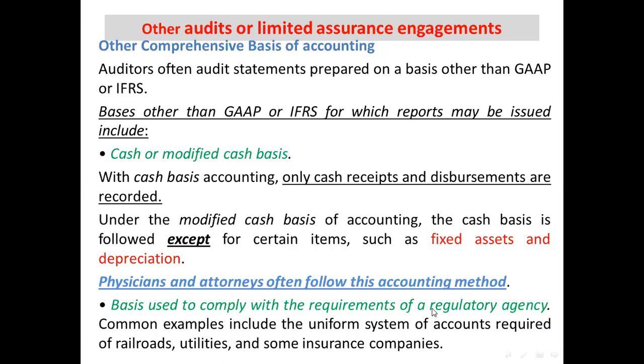a basis used to comply with the requirements of regulatory agencies. For example, we have certain requirements by regulatory agencies, for example railroads, utilities, or insurance companies. Railroad companies or utilities companies should follow certain requirements already issued by the related regulatory agency. So here the auditor should evaluate the financial statements for railroads, utilities, or insurance companies based on certain criteria from another comprehensive basis, instead of using the GAAP or IFRS framework, to evaluate the fairness of the financial statements presented by those companies, which already use certain requirements for preparing the financial statements.